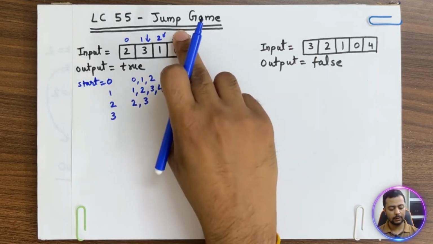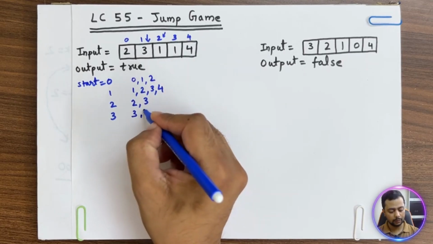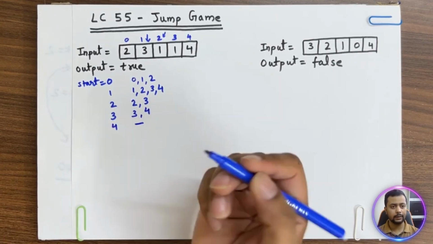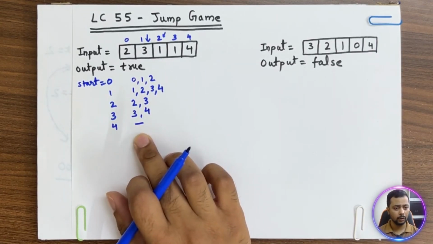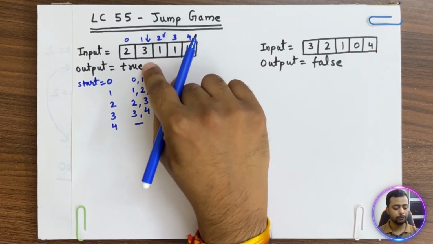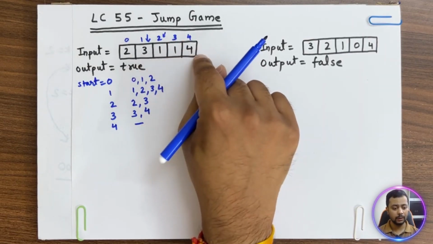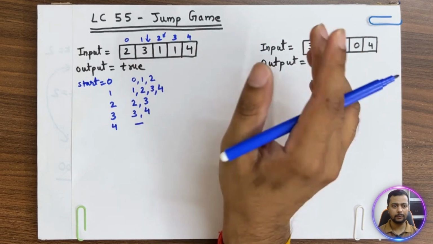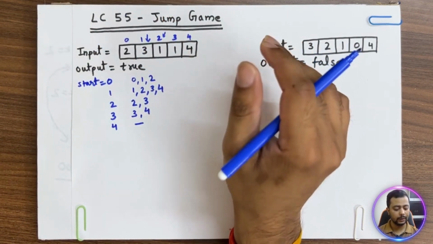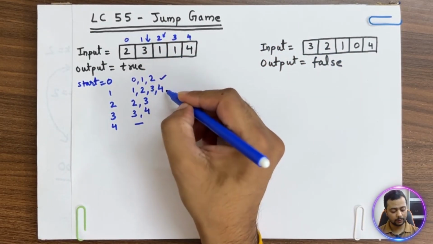At index number 3, we can either reach index number 3 or 3 plus 1, which is 4. And finally, if I am at the last index, we don't need to calculate anything because that is our target position itself. Now if you see, at each index, if I am able to calculate the farthest position which is reachable, and if any of those positions aligns with my target value, then it means that the last position is overall reachable. To understand that, we will need to keep updating these farthest reachable positions at every step.